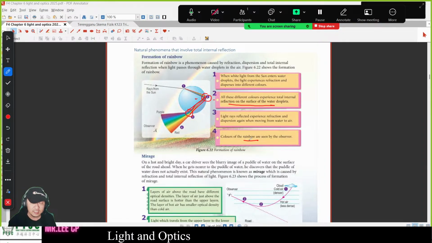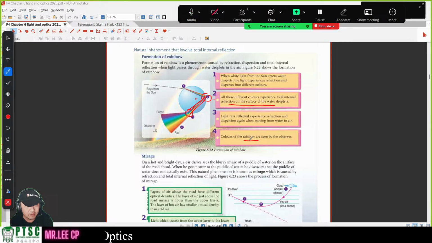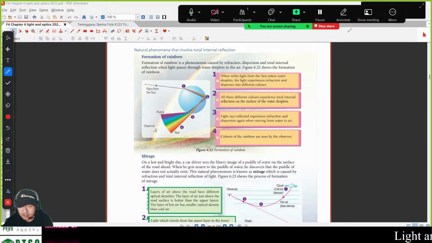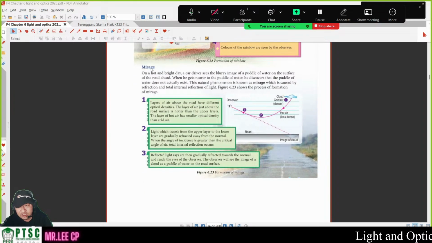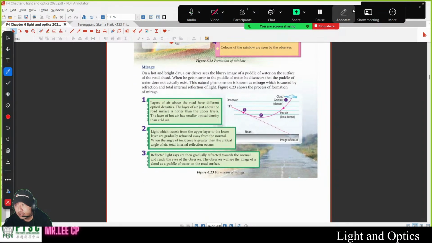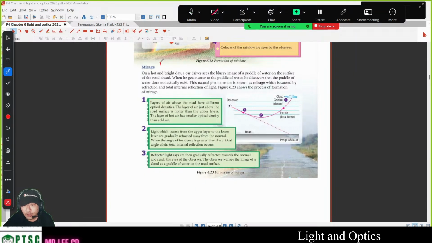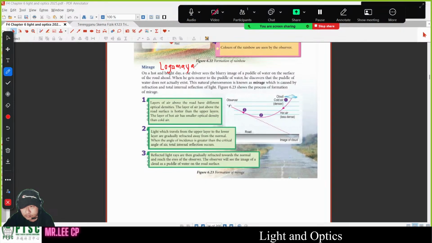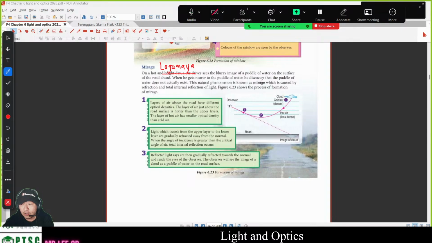There is a format, so be careful. This one might come out. Very popular. If not, then this is the other popular question. Right? Mirage. In BM we call it Logamaya. Logamaya, BM, alright, mirage. So how is a mirage formed?